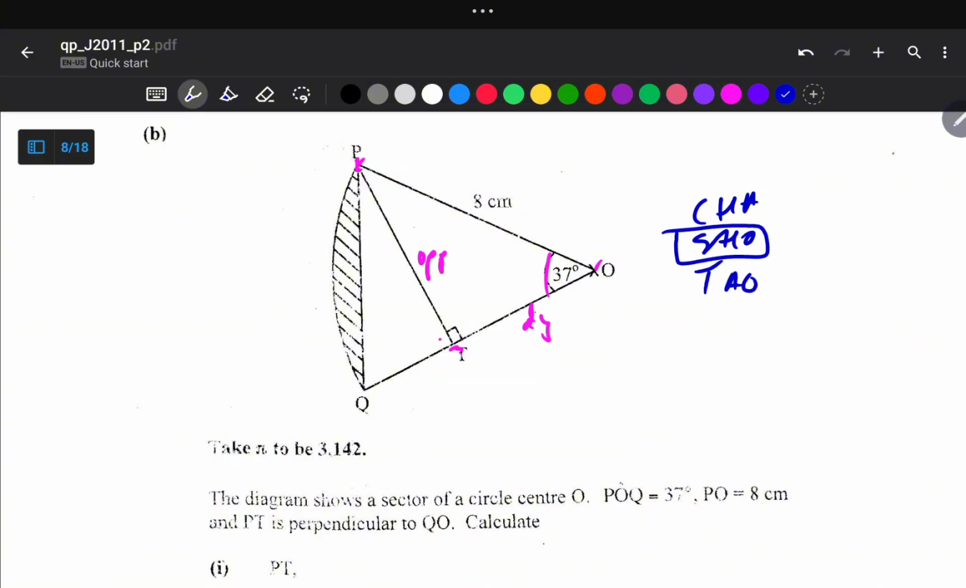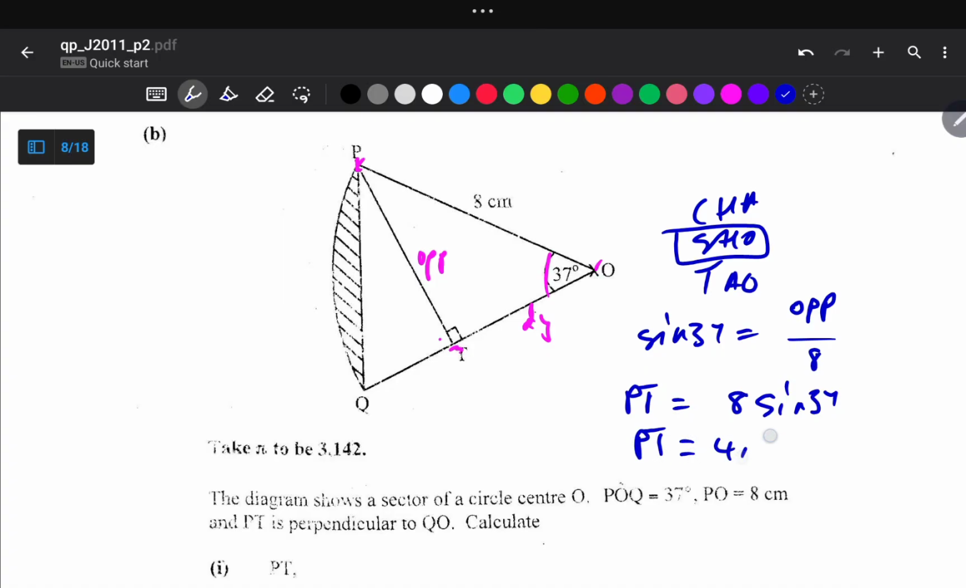So for us to calculate this opposite, given that we have an angle and a hypotenuse, we are going to use sine. So sine of 37 is equal to opposite over hypotenuse, which is equal to 8. So PT, our opposite, is equal to 8 sine of 37. So 8 sine of 37 gives us 4.81. So PT is equal to 4.81 centimeters.